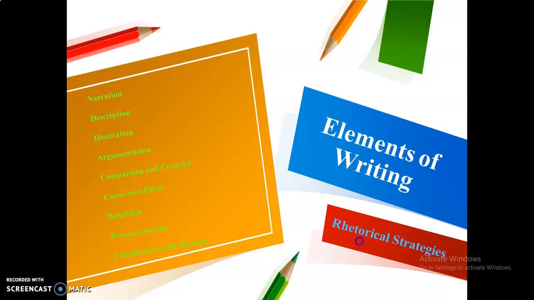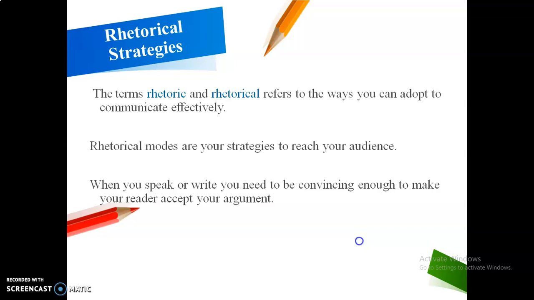So we need to know what is actually meant by rhetorical strategies or the term rhetoric. The terms rhetoric and rhetorical refer to the ways you can adopt to communicate effectively with the audience. We know that while we write something, our intention is to communicate the idea properly with the audience. If we write something and the audience are not able to catch what we have written, there is no meaning in that particular writing. The basic idea of writing an academic paper is to communicate properly with the audience. So we have to employ certain strategies, certain methods, or certain tricks to reach our ideas effectively to the audience. These strategies or tricks are known as rhetorical strategies.